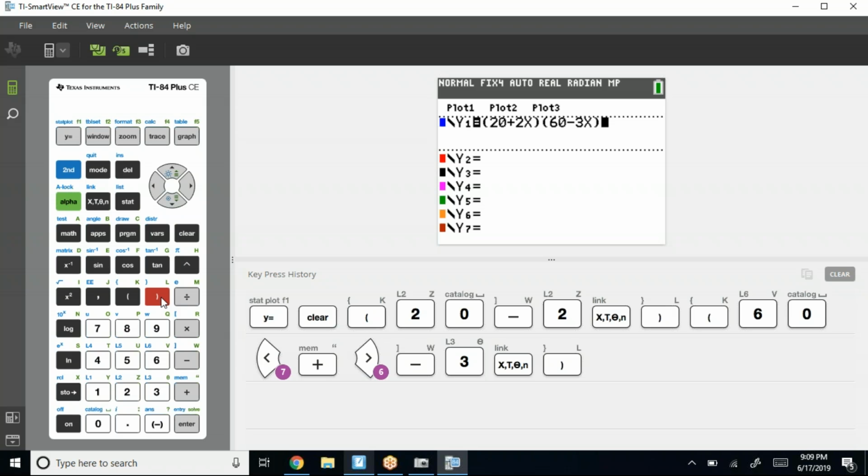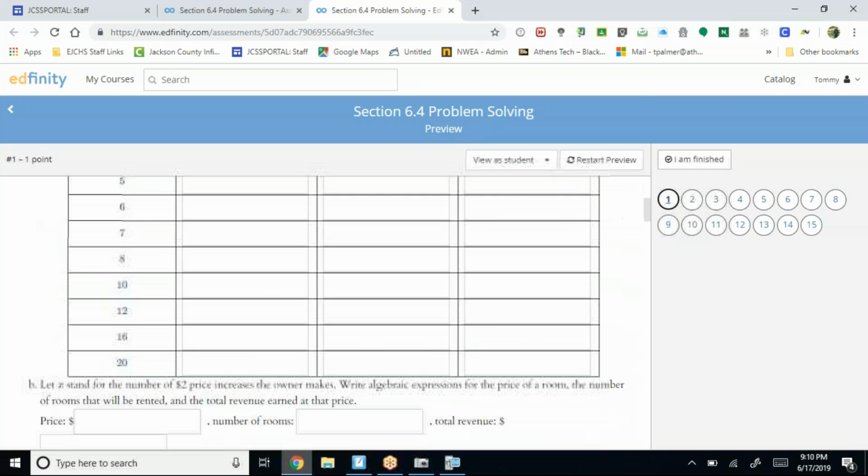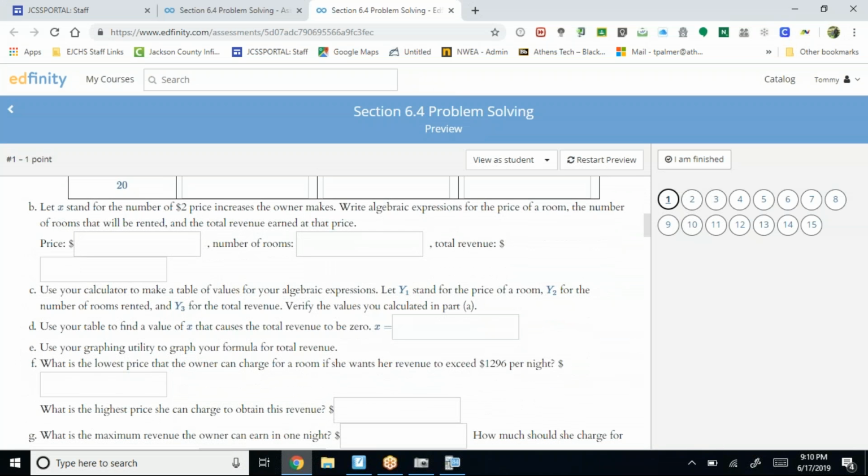All right. If you think about a quadratic, it's basically a multiplication of two linears. And if you think about factored form, which is what these are in, the 20 plus 2x and the 60 minus 3x is in a form called factored form. And you could set the factors equal to zero, and you can see where it crosses the x-axis, right? But the question is: price of room, got that, total number of rooms, got that, and total revenue. Those are the equations that we come up with, right?